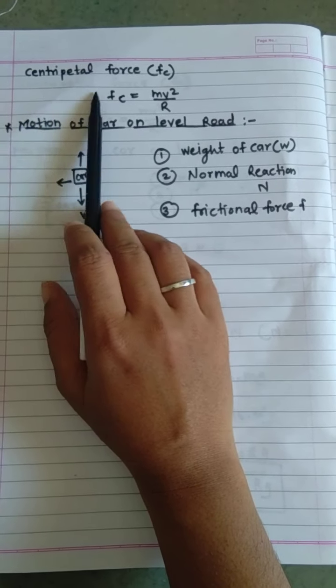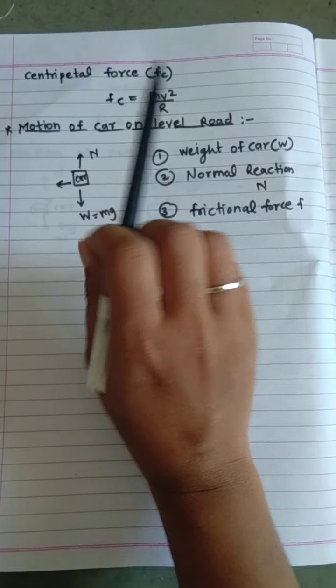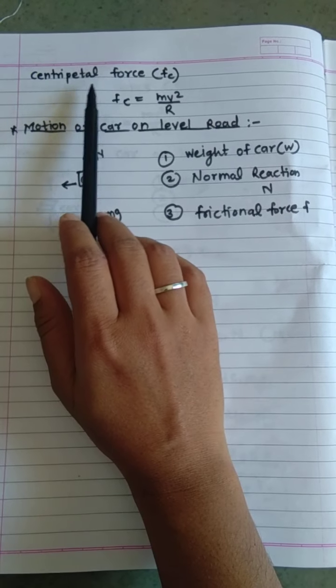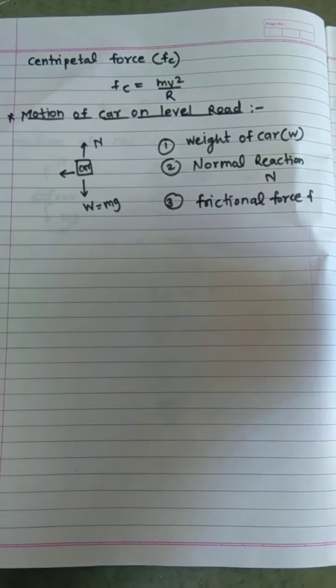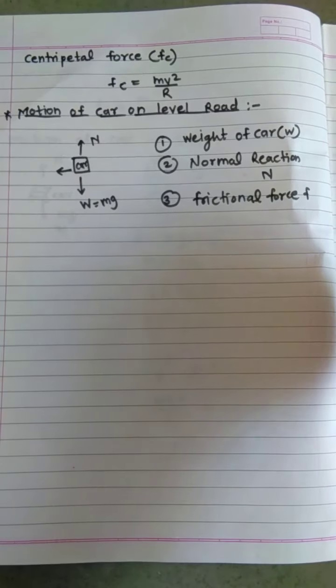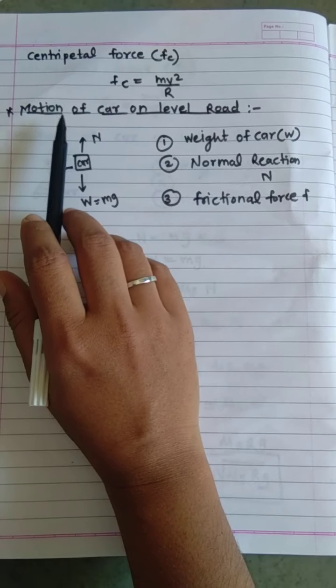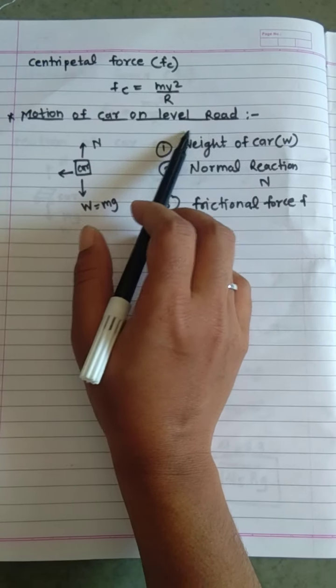Here you have to know about the centrifugal force also. Centrifugal force is exactly opposite of centripetal, meaning the force which is directed away from the center of the circle is called centrifugal force. Now try to understand the motion of a car on a level road.